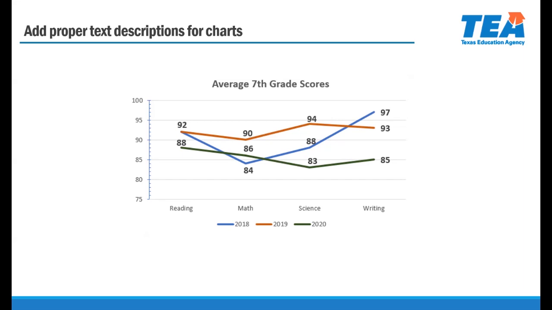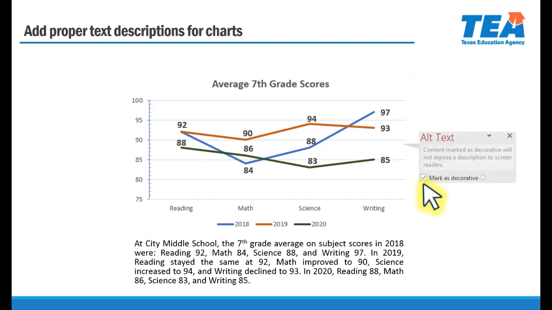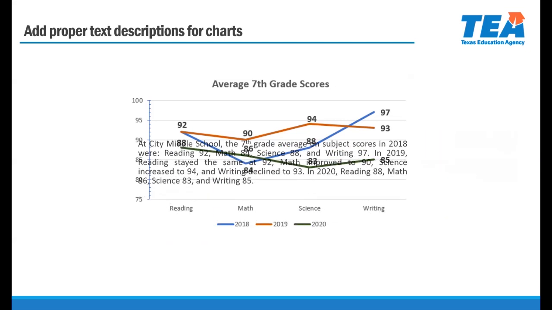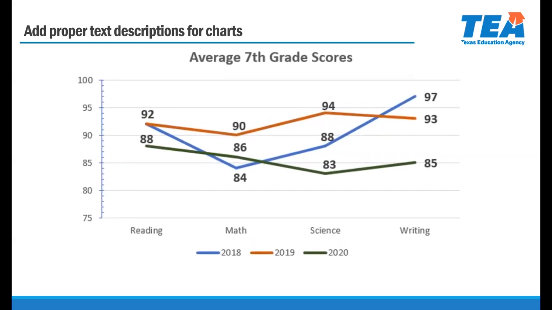Use the same concept with charts. Add the text summary in a separate placeholder. Mark the chart decorative in the alt text panel. Overlay the placeholders over each other and rearrange the order of the placeholder if needed. And you can even enlarge the chart if you want.